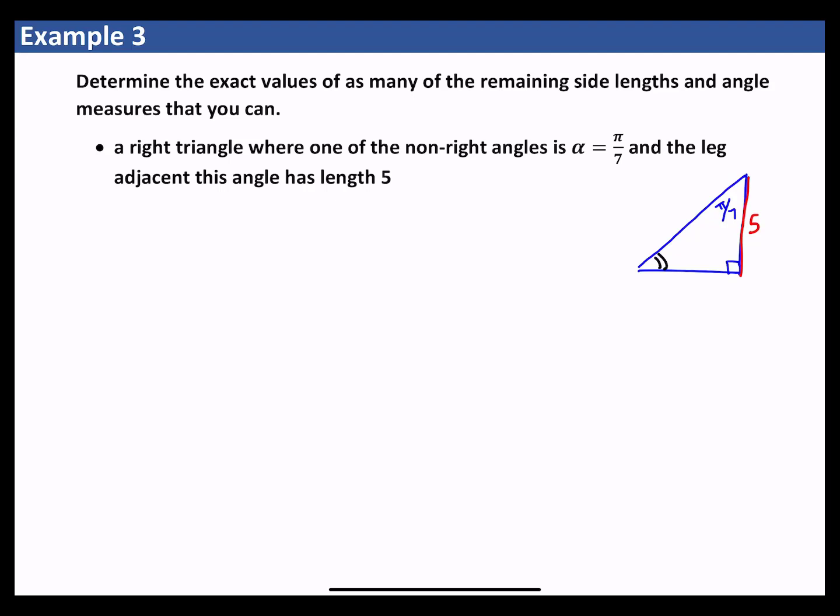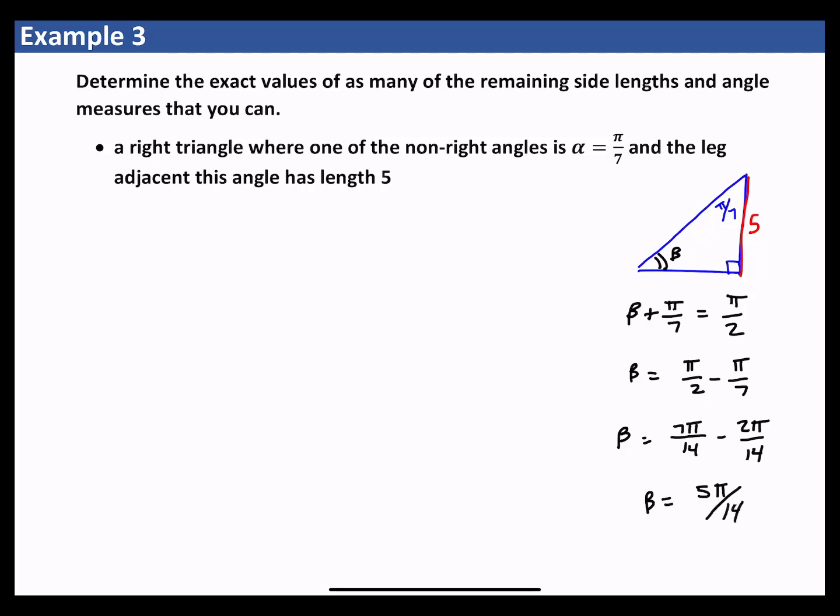All right, so again, we know that this missing angle, let's call it beta, plus the given angle pi over 7 has to add up to be 90 degrees, or in radians has to equal pi over 2. So the angle beta will equal pi over 2 minus pi over 7. We'll get a common denominator, so 7 pi over 14 minus 2 pi over 14, and that angle beta would be 5 pi over 14. All right, so we now have all three angles in that triangle, and now we'll turn our attention to finding the missing sides.